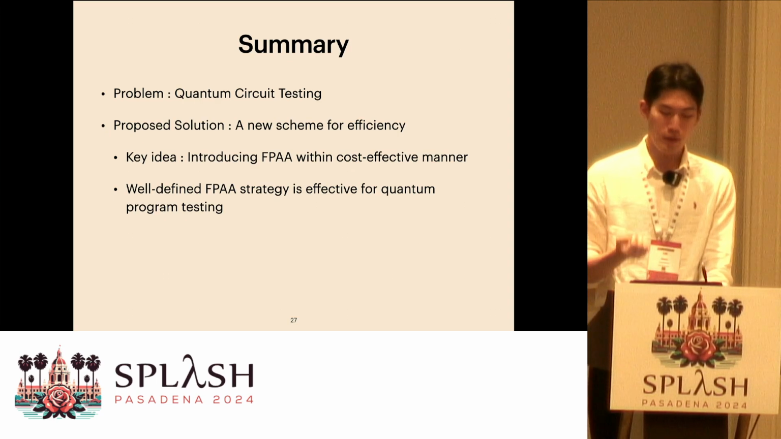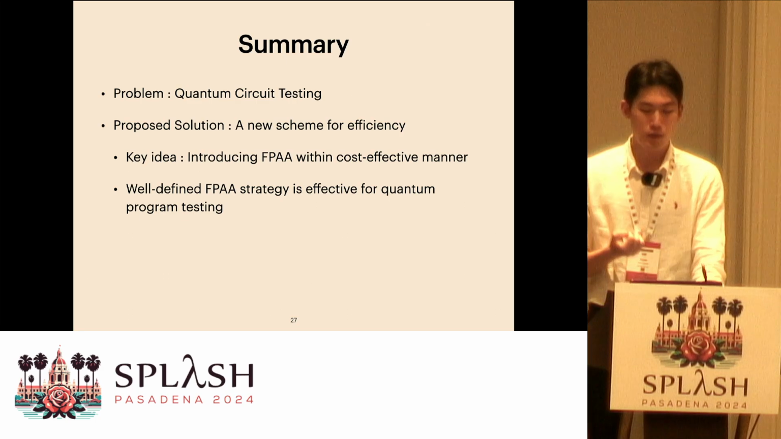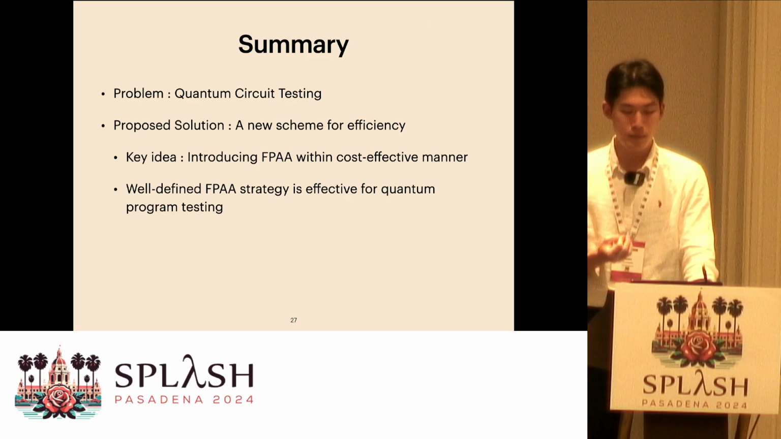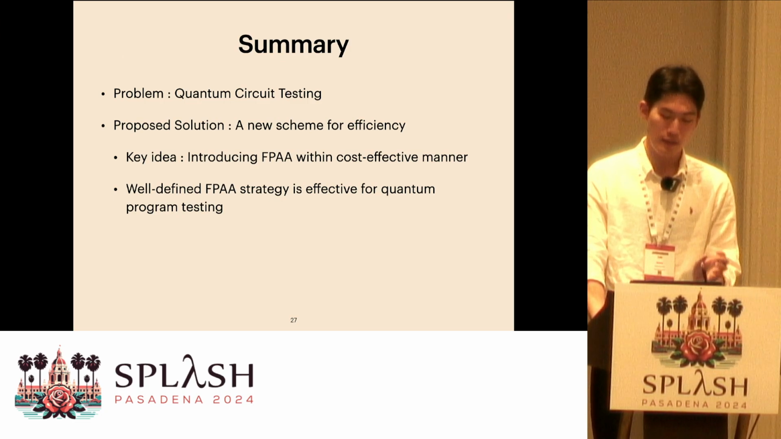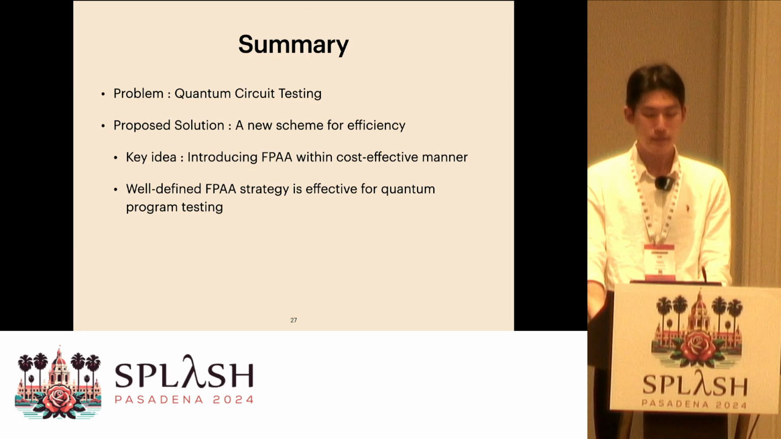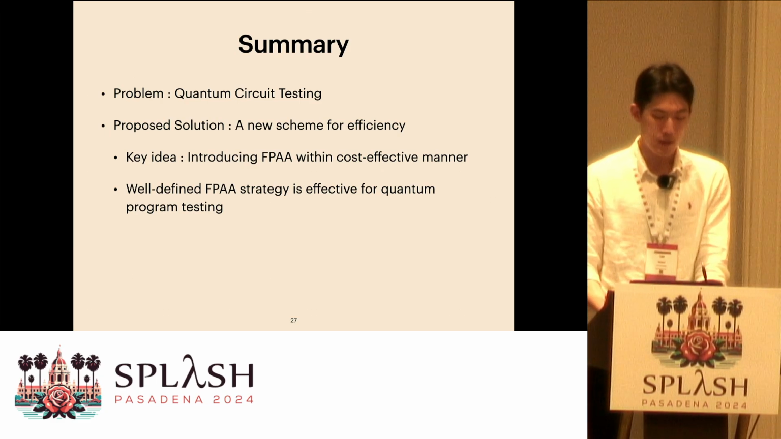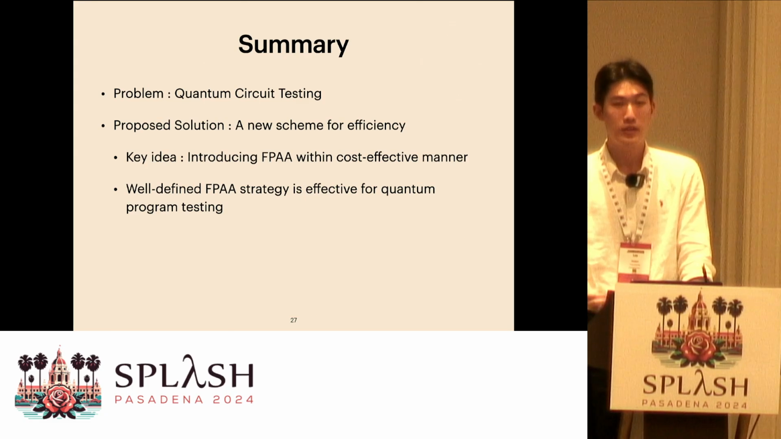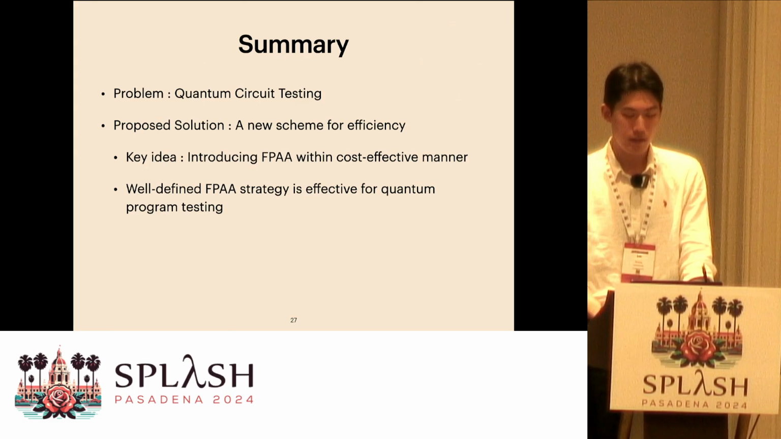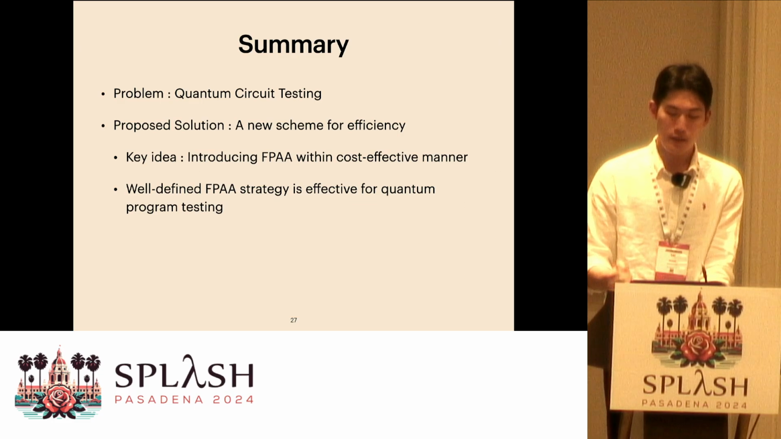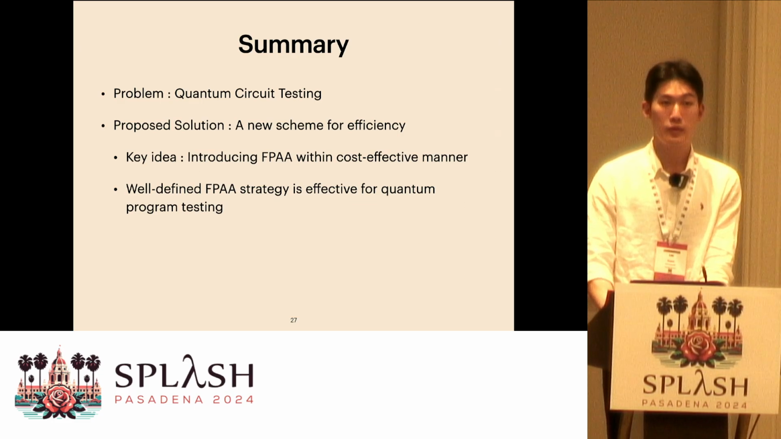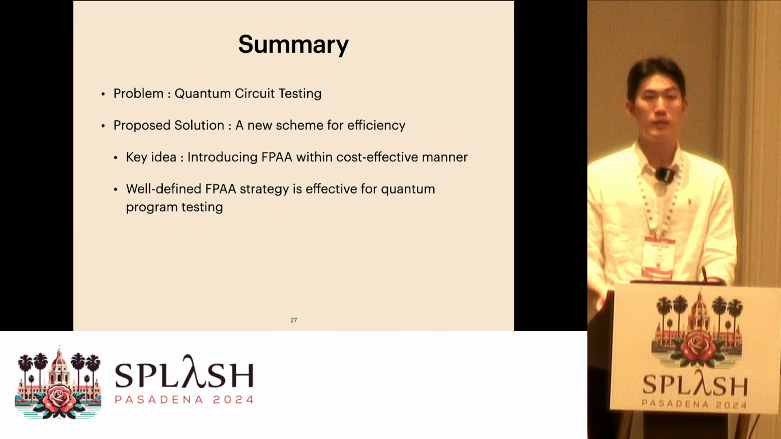To sum up, the problem we addressed in this work is quantum circuit testing. To improve this process, we propose a new scheme to enhance efficiency. The core idea of our approach is the introduction of FPAA, with a focus on cost effectiveness. By applying a well-defined FPAA strategy that we proposed, we show that our method is highly effective for testing quantum programs. So this is the end of my presentation. Thank you.